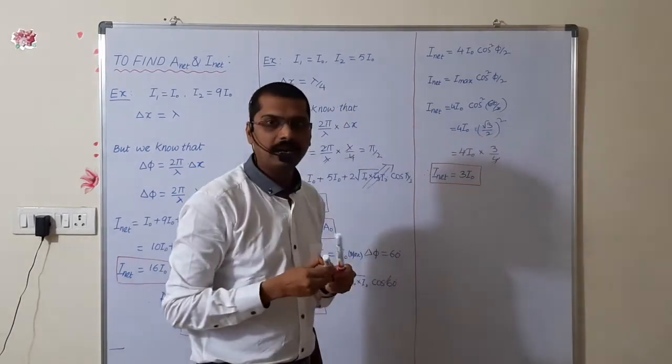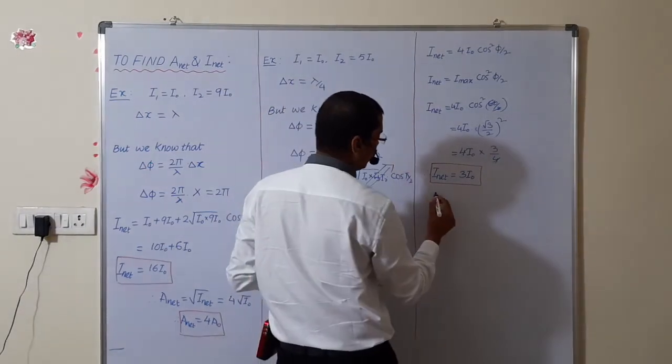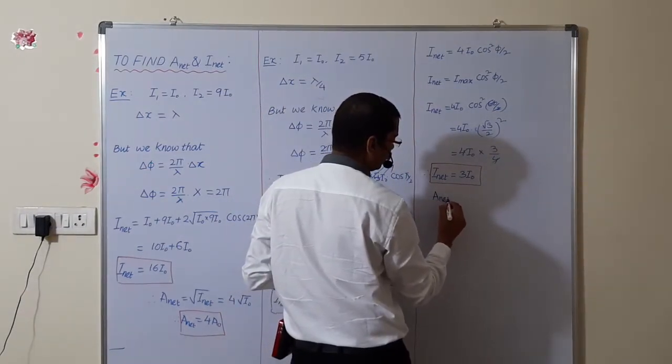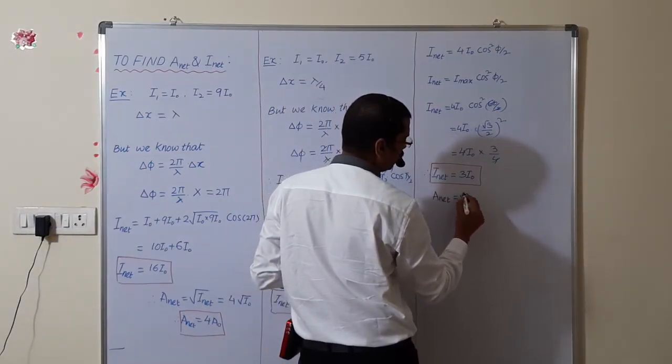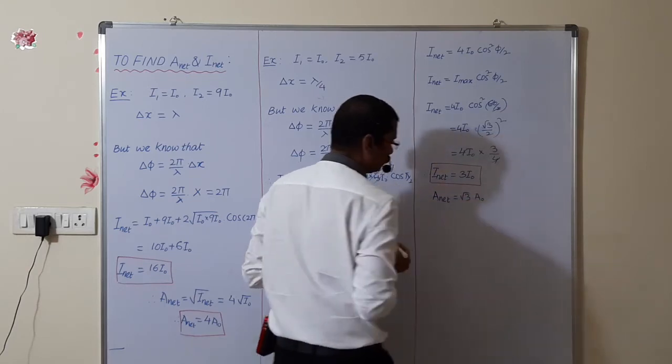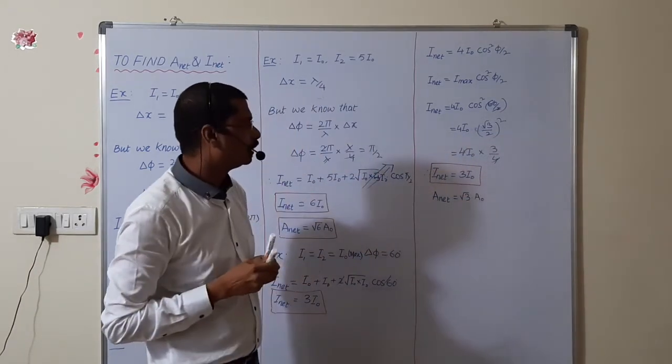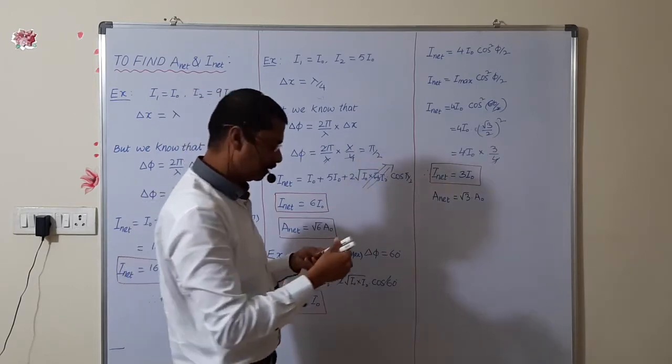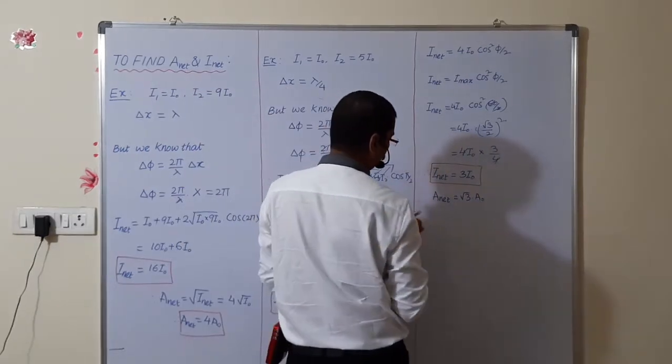Similarly we can find A net also. The A net is root 3 into A naught. A net value is root 3 into A naught. This is A net.